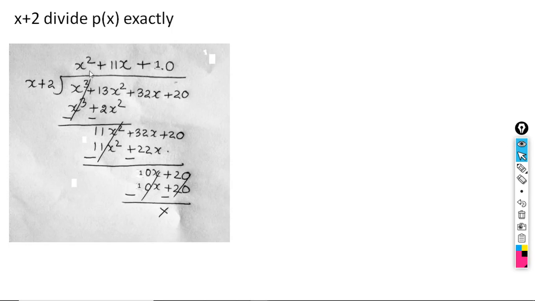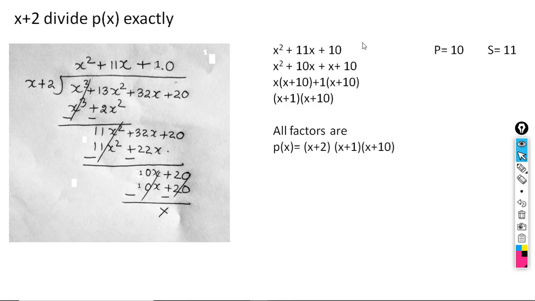Second step is the division step. By dividing you get x square plus 11x plus 10. Third step is factorization: x square plus 11x plus 10. The product and sum you identify and do the middle term splitting, and you get 3 factors.